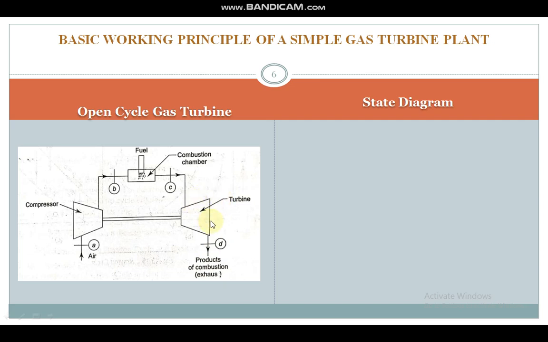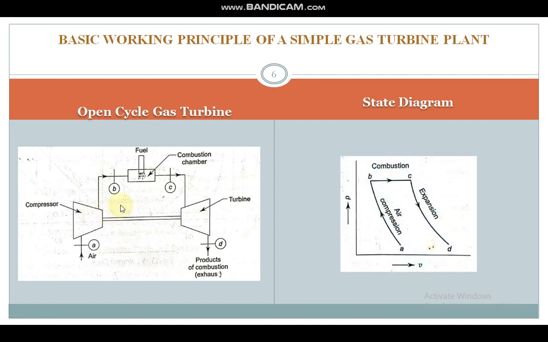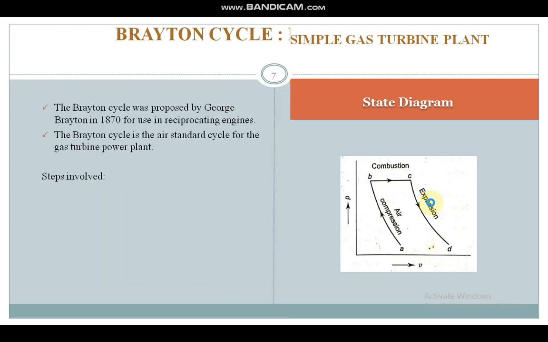and after the expansion the work is obtained from the turbine. The turbine and the compressor are mounted on the same shaft, so part of the work obtained from the turbine is utilized in driving the compressor. The corresponding PV diagram is shown. That is, A to B in the compressor is the air compression, that is the isentropic compression. B to C is the combustion chamber, that is the constant pressure heat addition, and C to D, that is the turbine expansion, ideally is the isentropic expansion process.